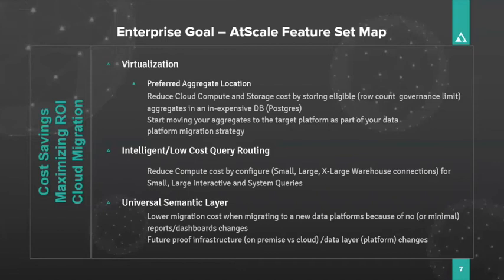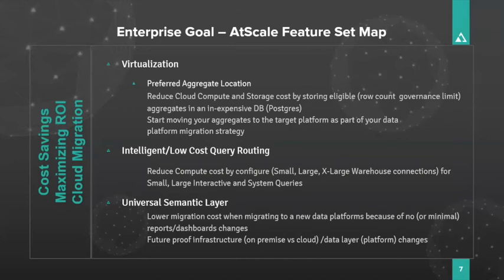So how do you control that? Can you control that? The answer is yes, you can control that with AtScale's preferred aggregate location. You can control that cost. We have use cases where companies are using AtScale on top of Snowflake, and they have realized millions of dollars in savings. And we do have an ROI calculator for projecting cost savings with cloud migration. I would recommend that you connect with your CSM or AE and talk about cloud migrations.